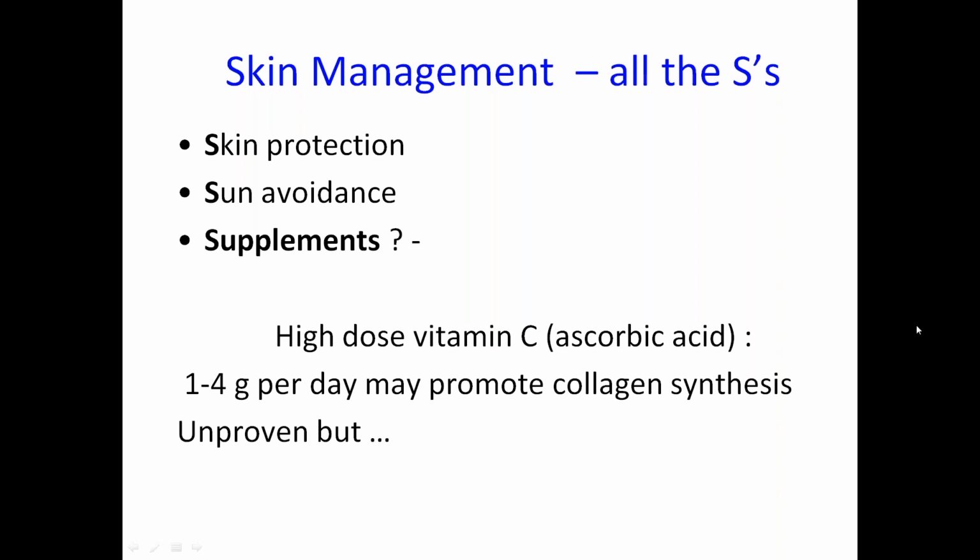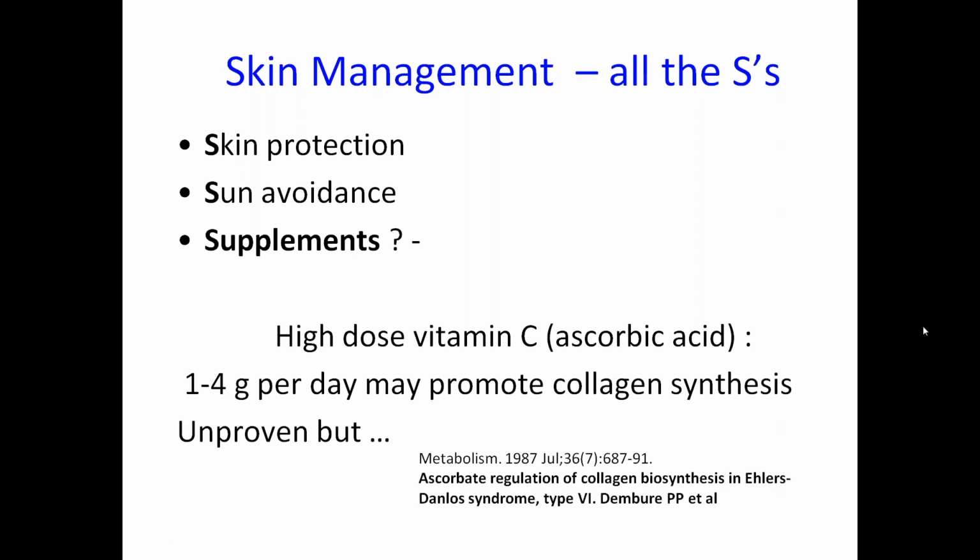It is unproven, but the reason vitamin C has come into the thought about possibly being helpful is there was a paper back in the 1980s that showed that after a year, 2 patients who were taking vitamin C with Ehlers-Danlos syndrome type 6, or what we now call kyphoscoliotic. So this is not classical EDS or hypermobile EDS. This is one specific type.